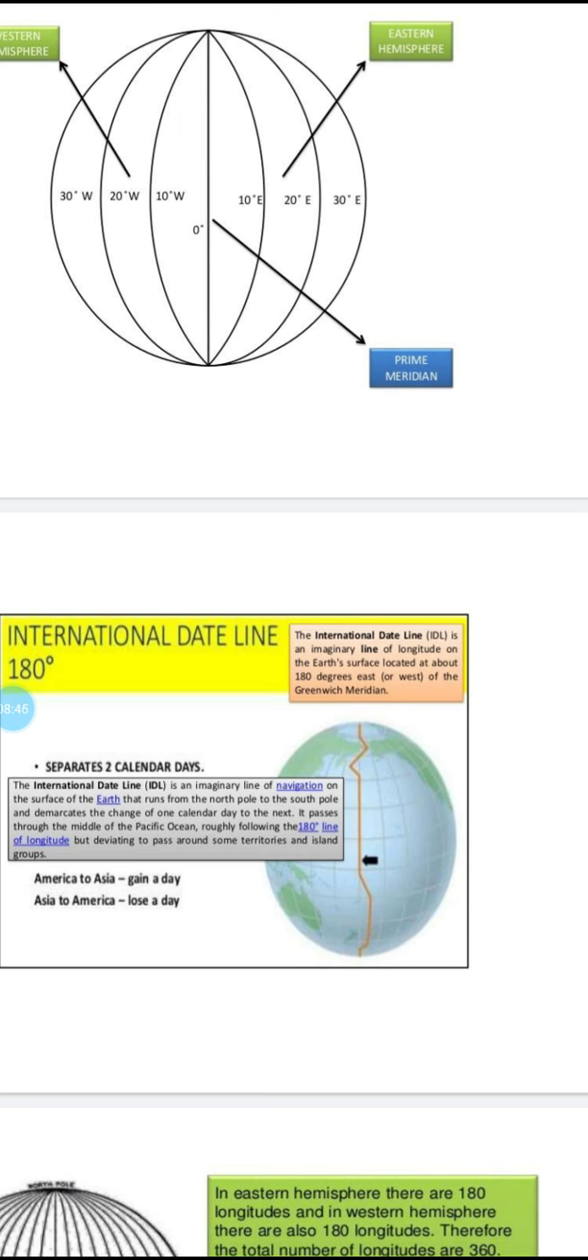It means when we are coming from America to Asia side, there will be a gain of a day, and when we are going from Asia to America, there will be a loss of a day. It means we are going for the night.